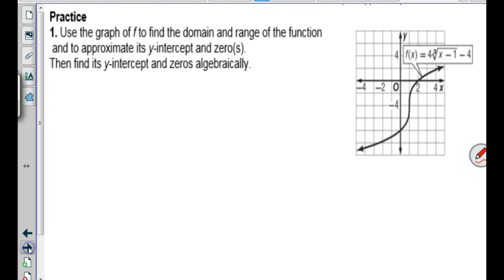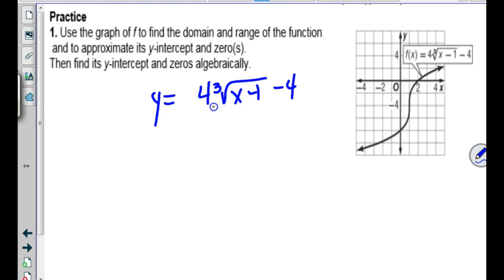All right, let's talk about this one. It's a cubic. It's a little bit hard to read: 4 cube root of x minus 1, minus 4. It wants the x-intercept, y-intercept, zeros, all kinds of good stuff. Can you just tell me domain and range? Can you tell?